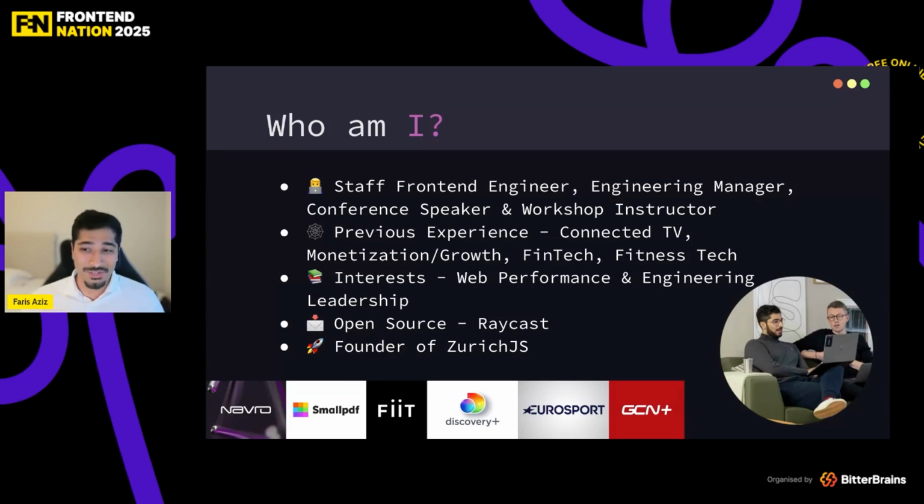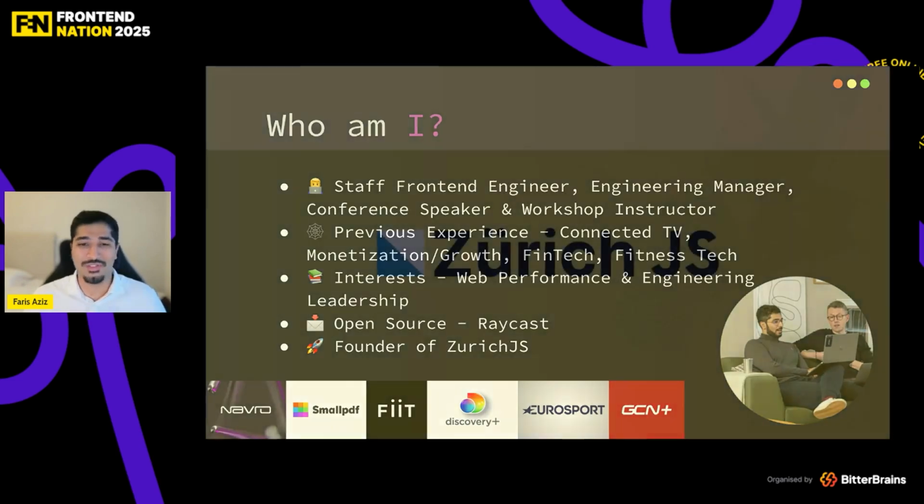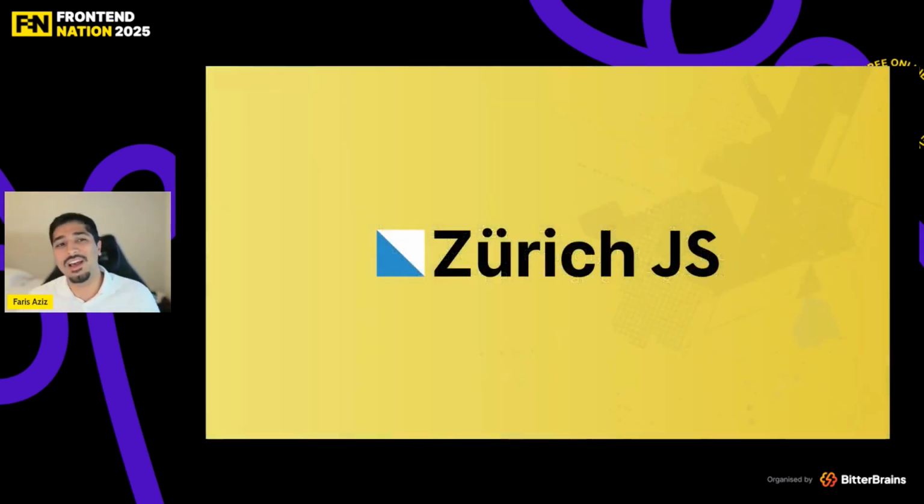Some of my interests are really around web performance and engineering leadership. And some of you may use Raycast. It's a really cool tool with a lot of open source extensions. And I work actively on the Stripe extension there and a couple of other ones. I actually recently created the Smallpdf extension there, so that's really cool. And then I'm also the founder of ZurichJS, which is the Swiss local JavaScript community that I help run.